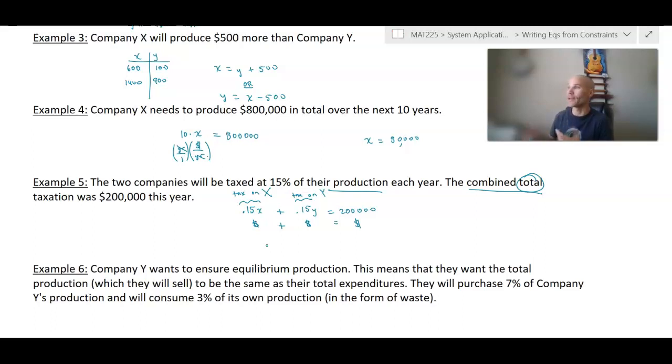items. Another way you could do this is you can just say, hey, whatever X, since they're being taxed at the same rate, add up their total production, and whatever their total production is, take 15% of that for taxes, and that total should be 200,000.